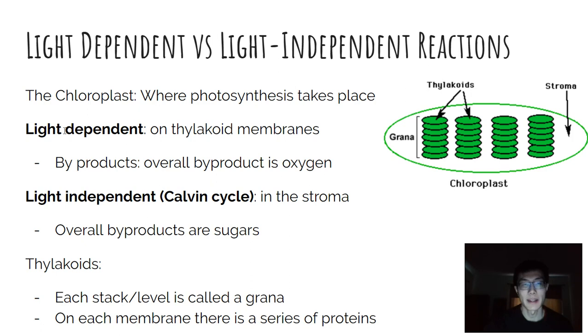Light-dependent reactions are going to be on the thylakoid membranes, and the byproduct is going to be oxygen. The light-independent reaction is going to occur in the stroma, and the overall byproducts are going to be sugars. The thylakoids are basically these little individual discs, and each stack is called a grana. On each membrane, there is a series of proteins which can cause the reaction to actually occur.